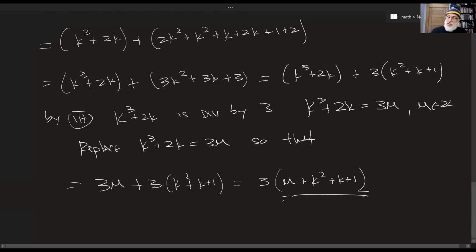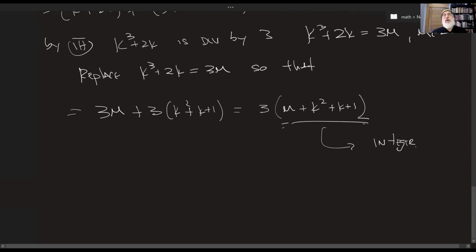So what is this underlined portion here? Well, this is an integer. Anytime you add integers, you get back an integer. If I square an integer and multiply, I get an integer. So m plus k squared plus k plus 1 is an integer. I could rename it. So let's rename it. Maybe it's clearer at the end why this conclusion will be true. So I'm naming this integer, I'm going to name it p.